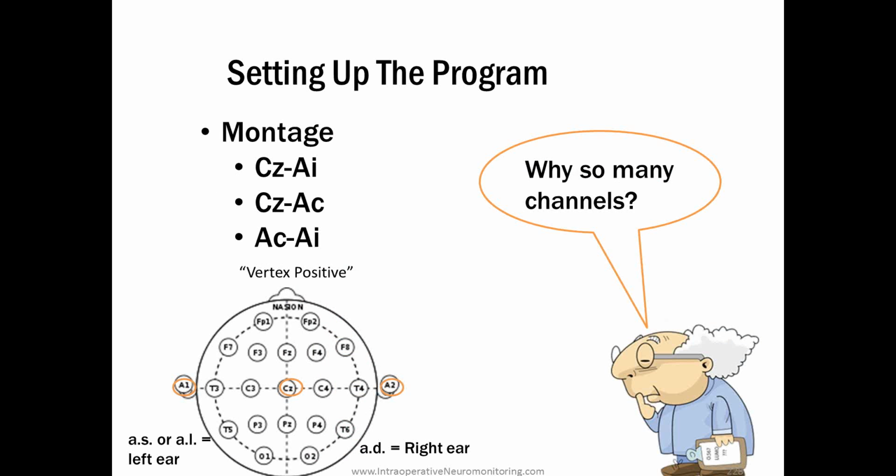Okay, setting up the program. The montage will be CZ to the AI, where the I is ipsilateral, CZ to auricular contralateral, and then there's a third one that is not an obligate peak. You won't see it in the ASNM guidelines, but if you are doing BAERs, I highly recommend you put it in there, and that is the AC to the AI.